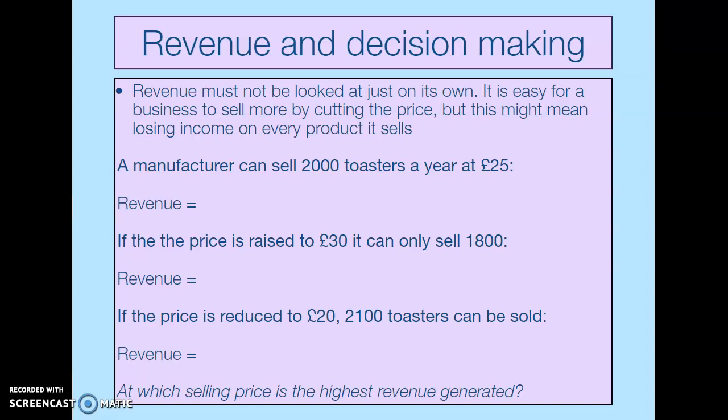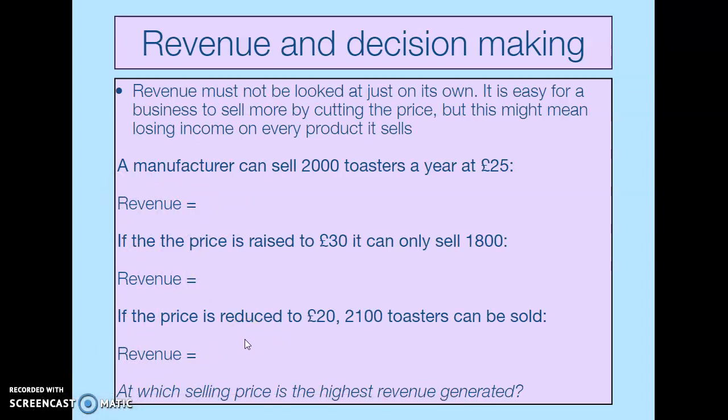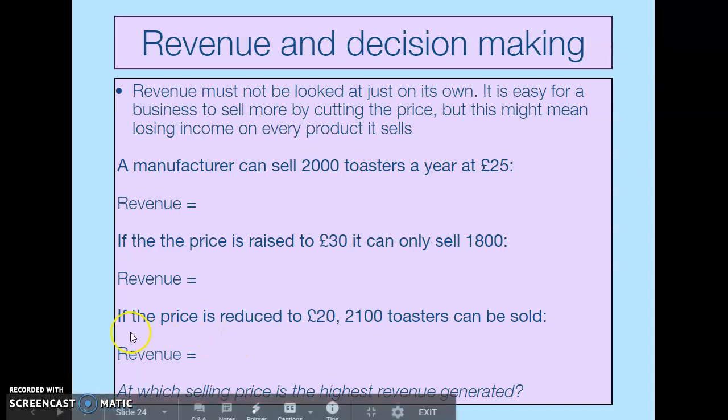A manufacturer can sell 2,000 toasters a year at £25. Your job is to find the revenue here, and then for the next 2 times. Then your task is to find which selling price generates the highest revenue. Please stop the video here and find that out.